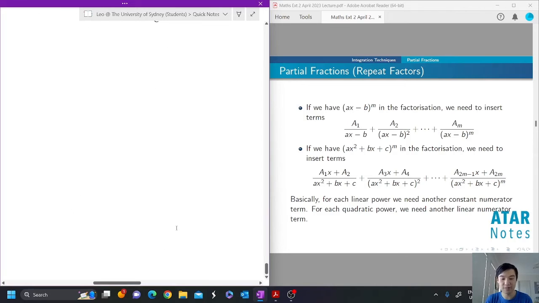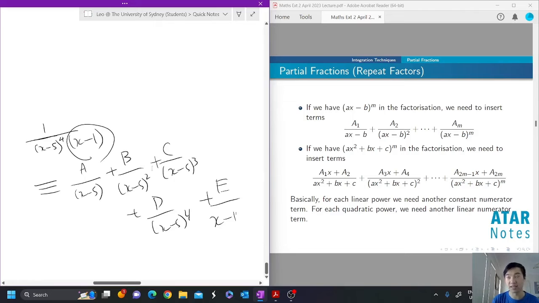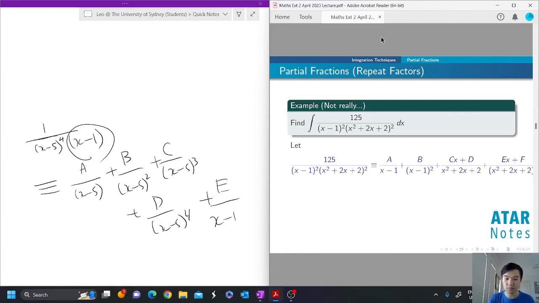So with a quadratic repeat factor, it's the same logic, but instead of having a numerator that is a constant, you would have a linear numerator instead. So this is kind of an example. We're not gonna actually do it, but this is just to see it in action.